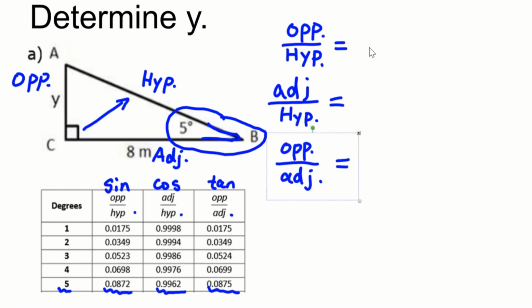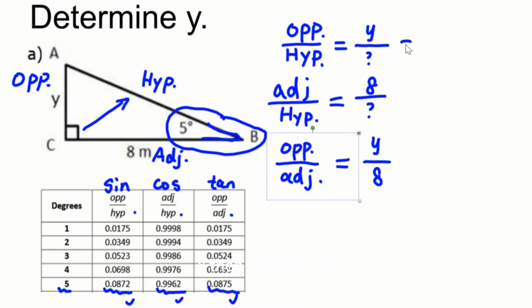Each ratio, the numbers we know already. So in the ratios, you need to have one unknown, then you can solve it. So opposite over hypotenuse is y over, we don't know, question mark. Then adjacent over hypotenuse is 8 over question mark. Opposite over adjacent is y over 8.